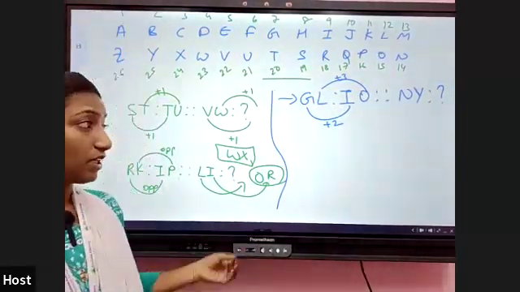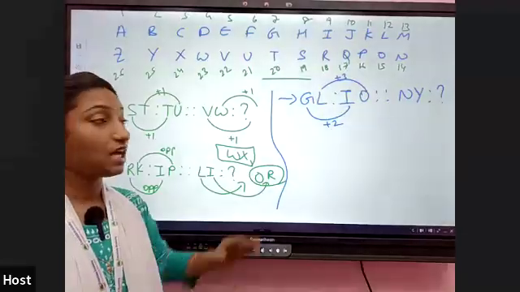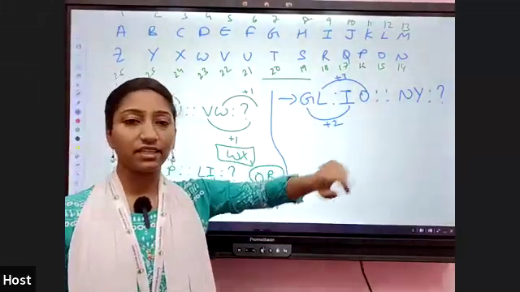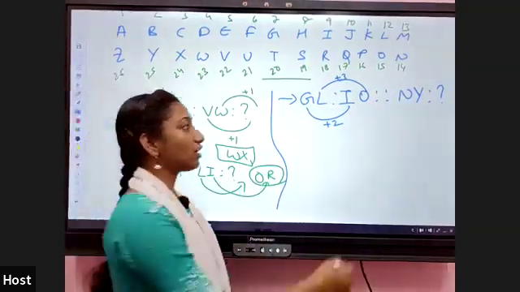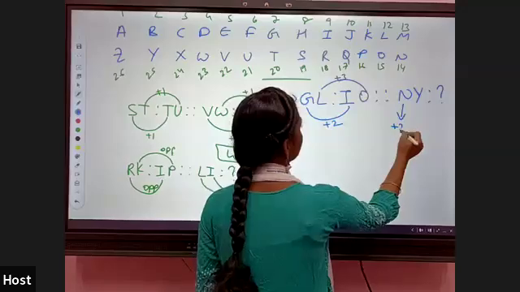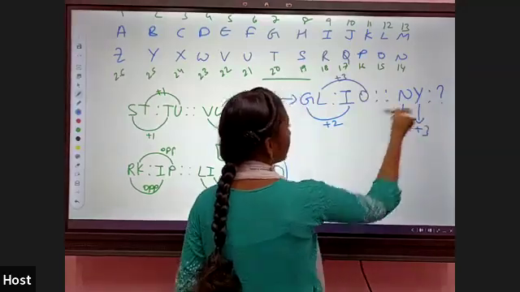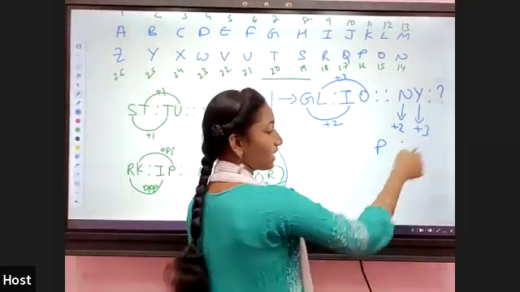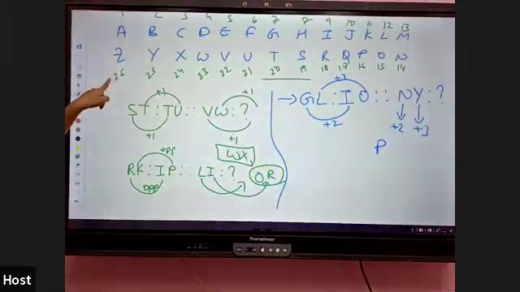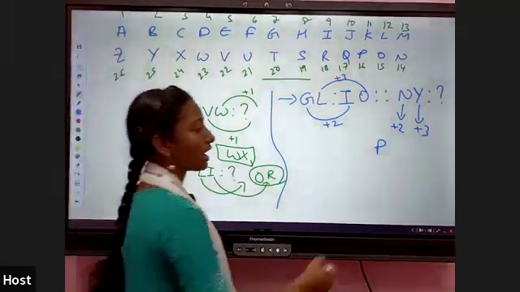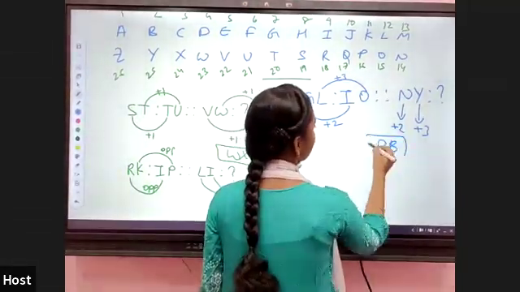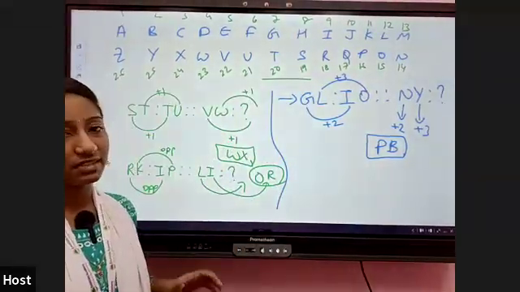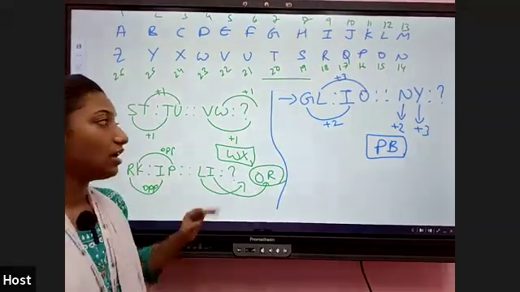Next, we should find the code for N and Y. For the first letter they give the code as plus 2, and for the second letter they give the code as plus 3. So here also we should apply plus 2 and plus 3. For N plus 2 means 1, 2, P. For Y plus 3 means 1, 2, 3, B. So the answer is P and B for N and Y.